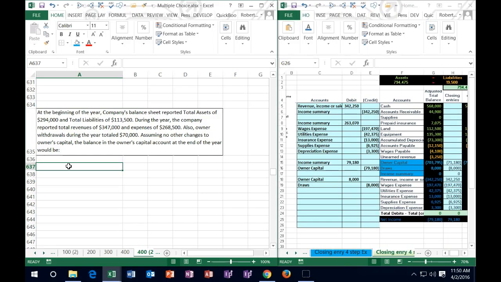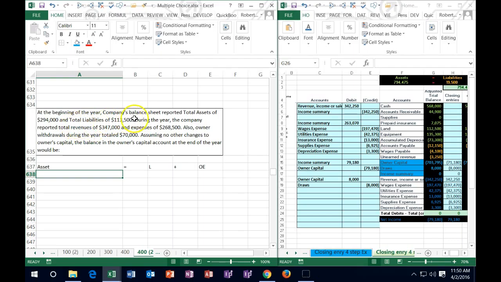So note what they did not give in this problem that we have seen in previous problems. They gave us the total assets and the total liabilities. They didn't give us the beginning equity. But we can figure that out with the accounting equation. So we're going to say assets equal liabilities, and I'm just going to say plus equity, or owner's equity. That's our accounting equation: assets equal liabilities plus equity.